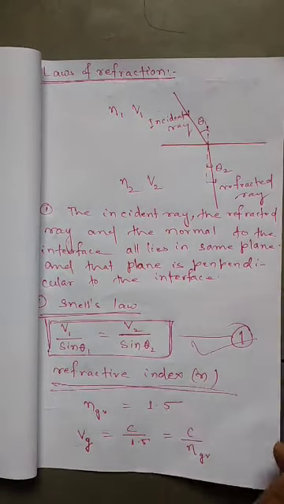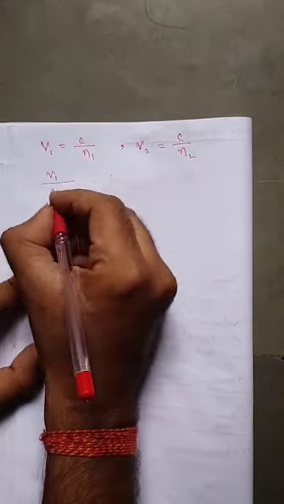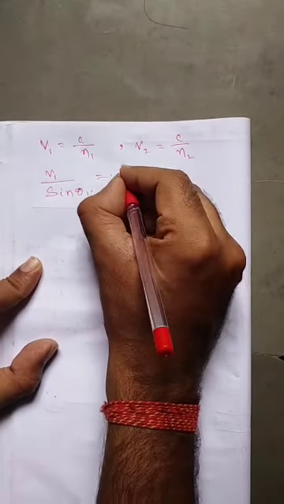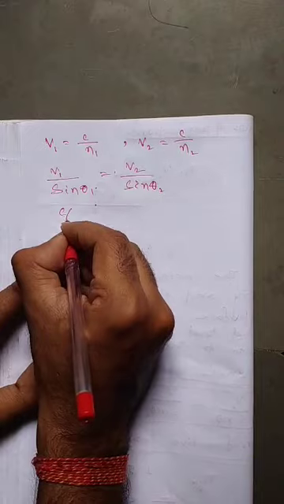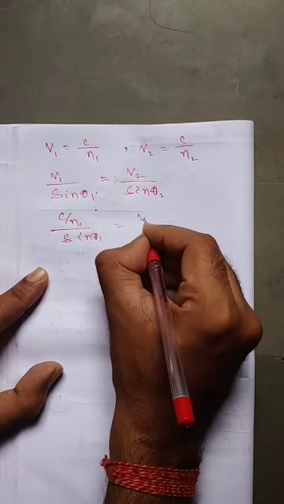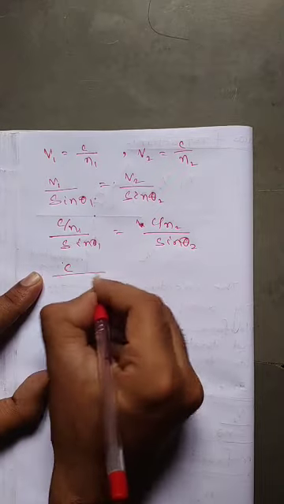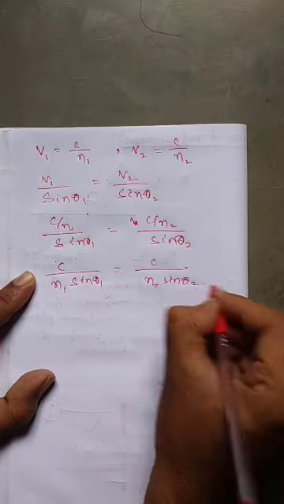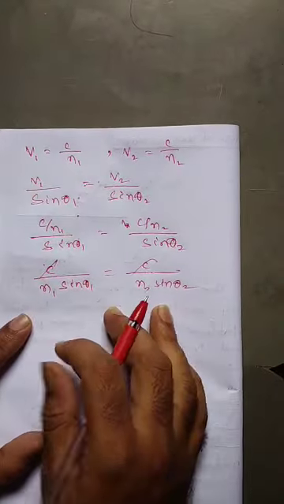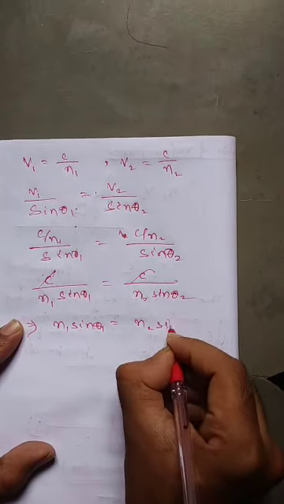From equation 1, I am going to replace v1 and v2. Equation 1 is v1 divided by sine theta 1 is equal to v2 divided by sine theta 2. In place of v1 I place c upon n1, so c upon n1 sine theta 1 equals c upon n2 sine theta 2, and c will cancel out. If I take the reciprocal, then it will be n1 sine theta 1 equals n2 sine theta 2.